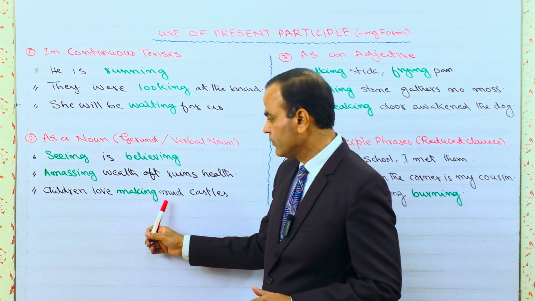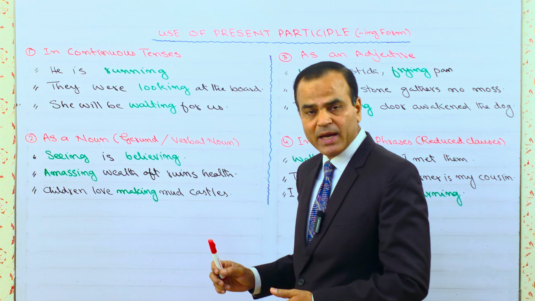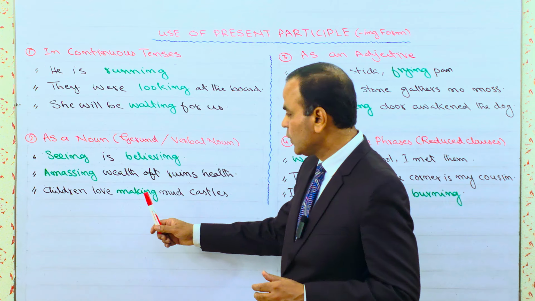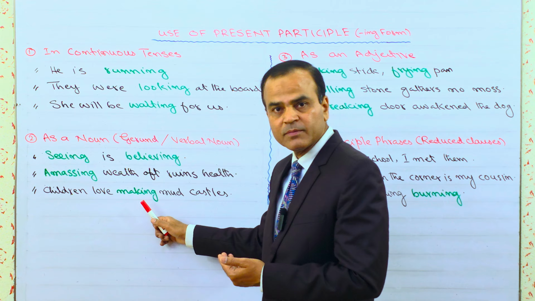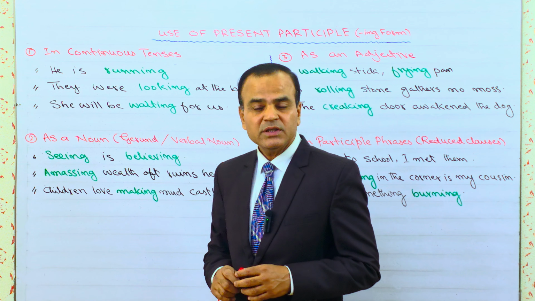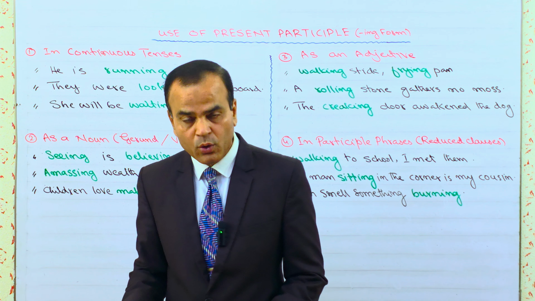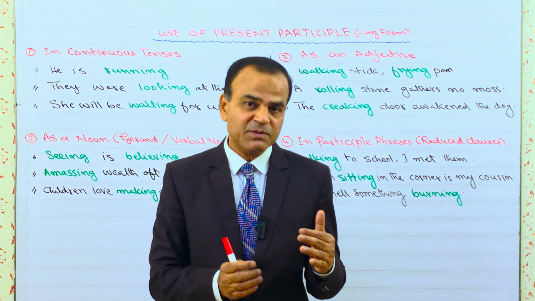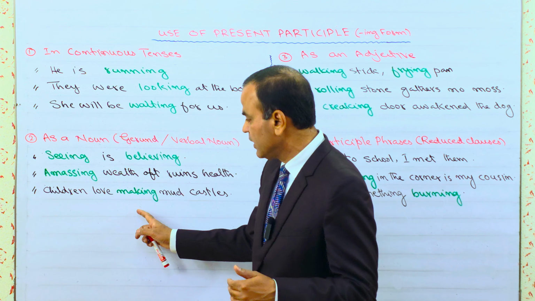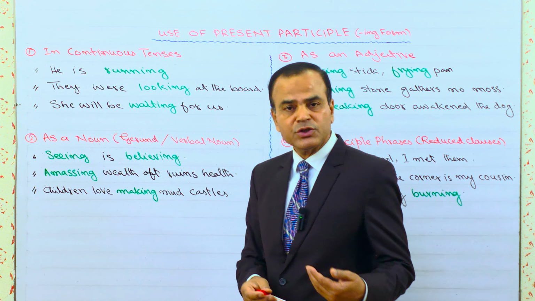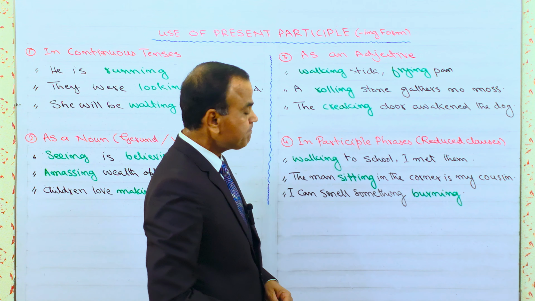Children love making mud castles. Make, made, made, making. So children love the activity of making. Here making is not showing that children are doing this thing right now or were doing that thing in the past, but we are using making as the name of the activity that children were, or are, or usually do. So this is the second use of the ing form of the verb.